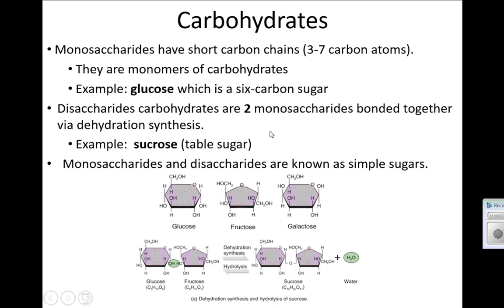Now, if you get way too much of this in your diet, you're going to convert it into fat. That's why if you eat really poorly, you can gain a lot of weight, because our body's going to convert them. Like I said, monos and dis are the simple sugars.